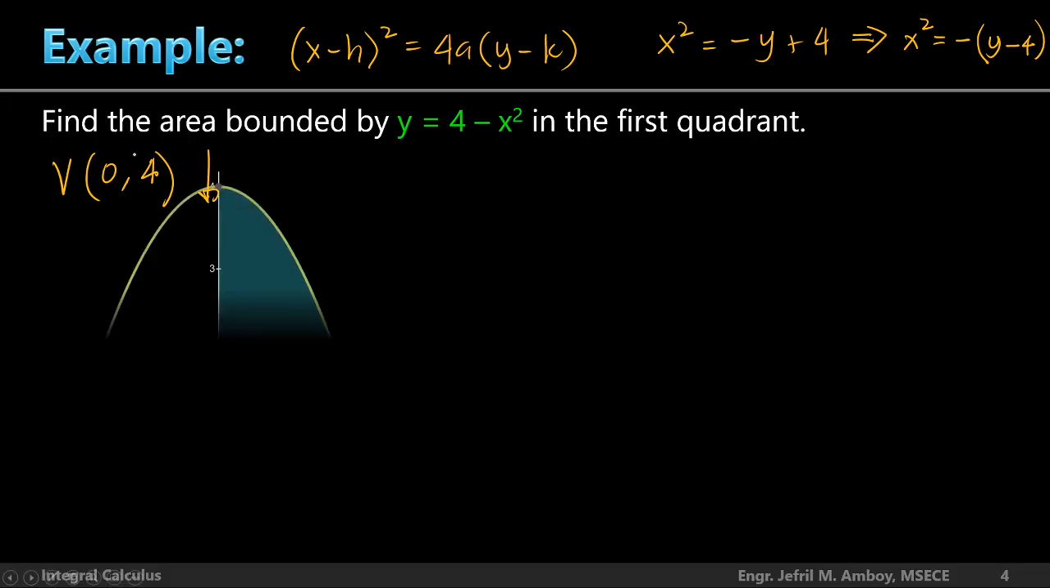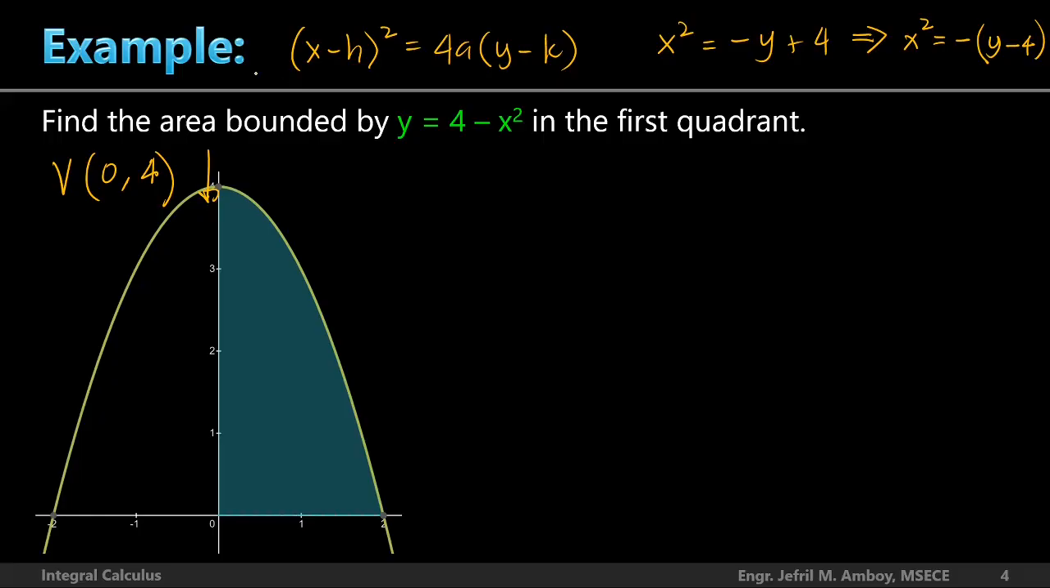So if we graph the parabola, it would look like this. This is now the parabola. The problem says to find the area bounded by this parabola in the first quadrant. That means that aside from this parabola, the boundaries would be the x-axis and the y-axis, because we are concerned only with the area in the first quadrant. So it is implied that the y-axis and the x-axis are also our boundaries.